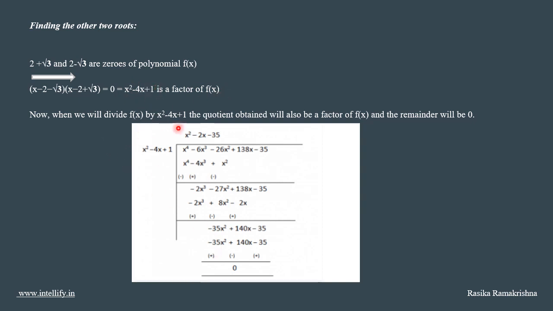Now that we have a factor, we divide our polynomial by x square minus 4x plus 1, and the quotient obtained will also be a factor, and we will factorize that to find the remaining two zeros. So x square minus 4x plus 1 is the divisor, x to the power of 4 minus 6x cubed minus 26x square plus 138x minus 35 is your dividend. Go ahead with your polynomial division, and your quotient is going to be x square minus 2x minus 35.